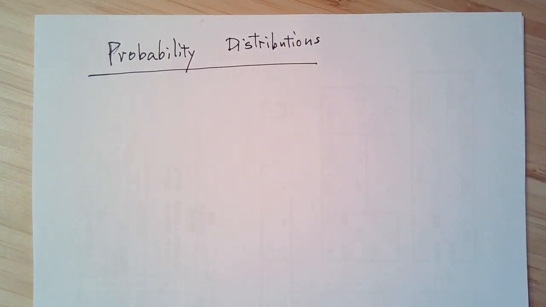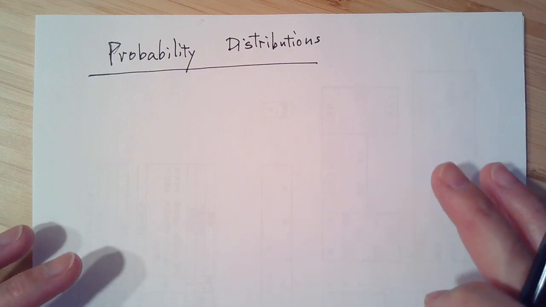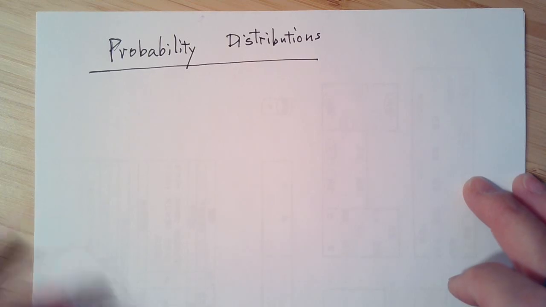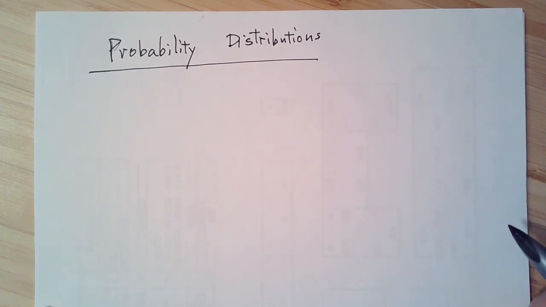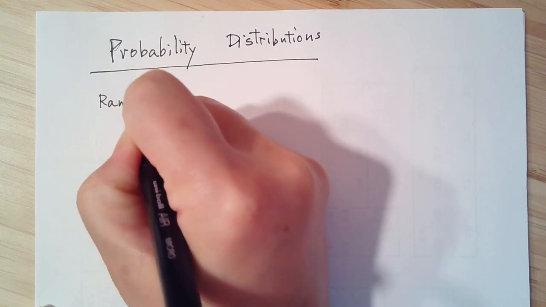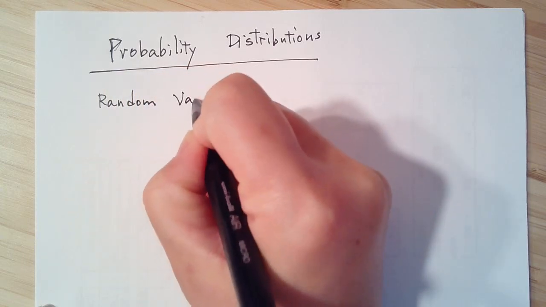Of course, we're going to learn multiple, so we have an S here: probability distributions. What is a probability distribution? After this video, you should be able to identify a probability distribution. All right, now, first of all, we're going to talk about a random variable.